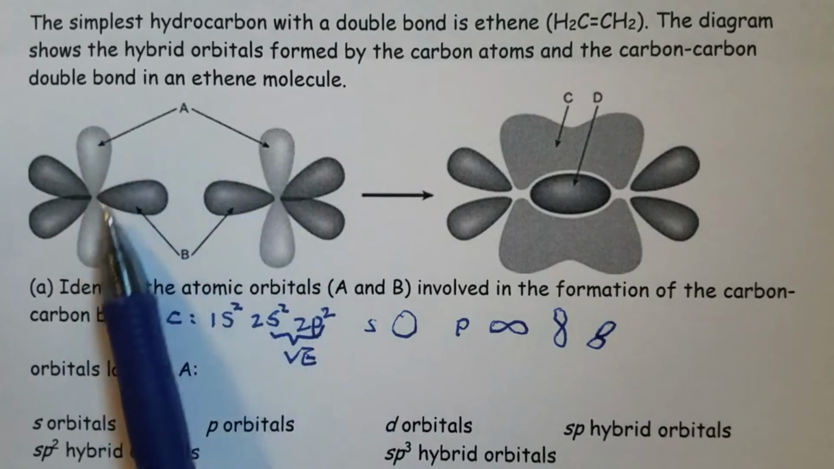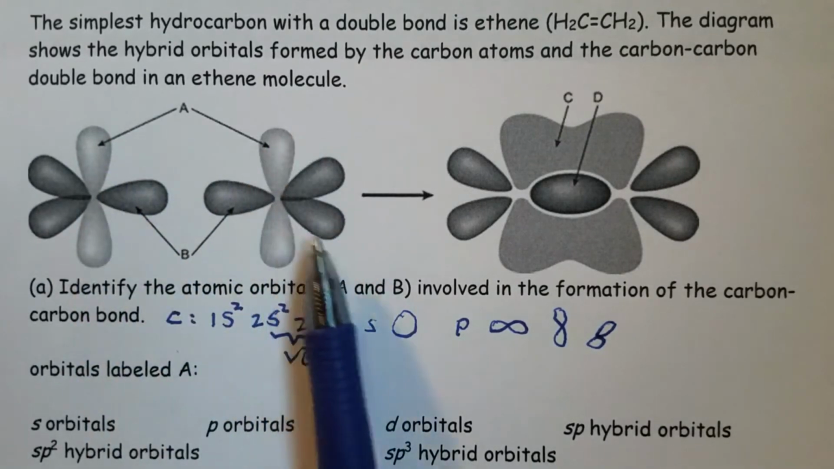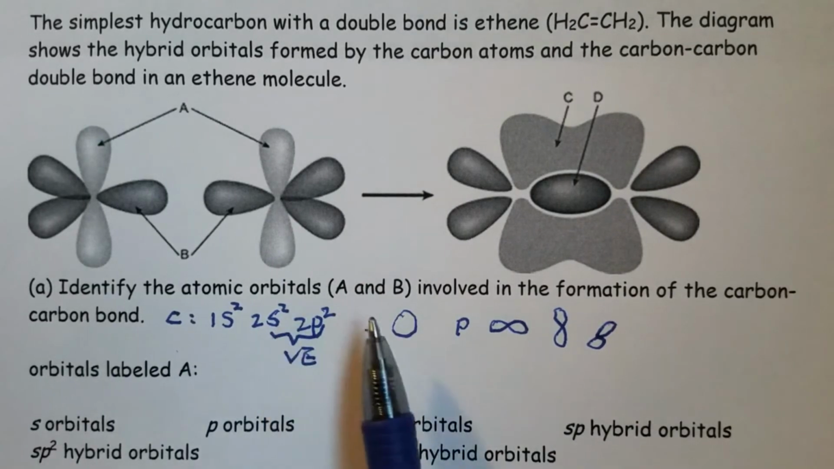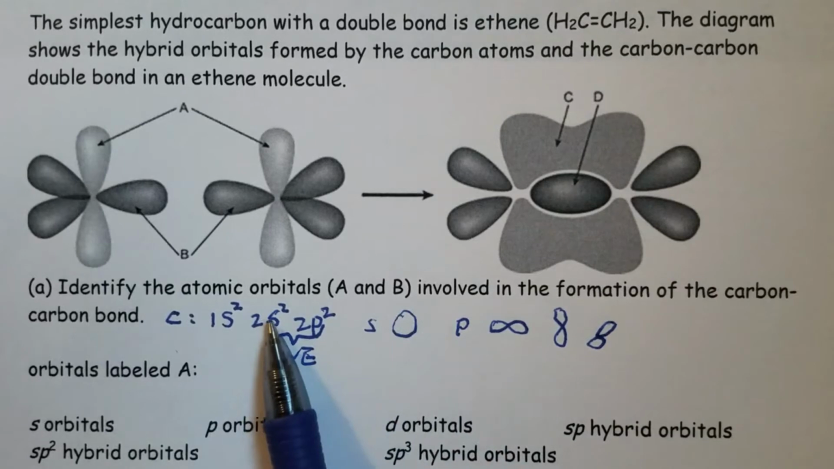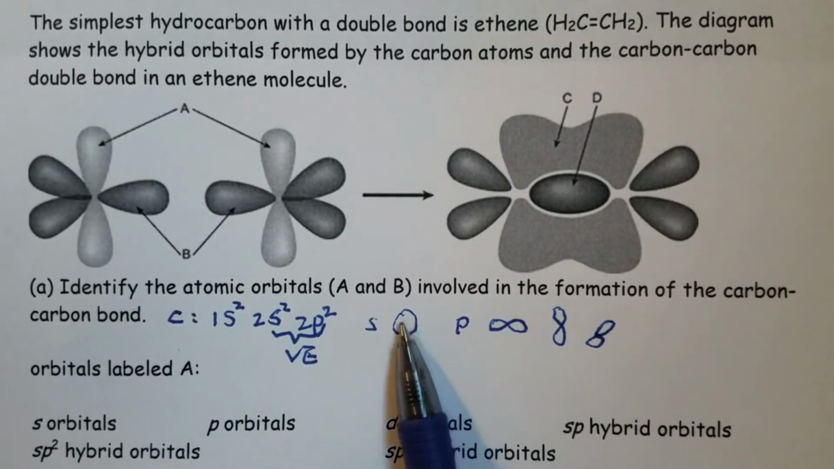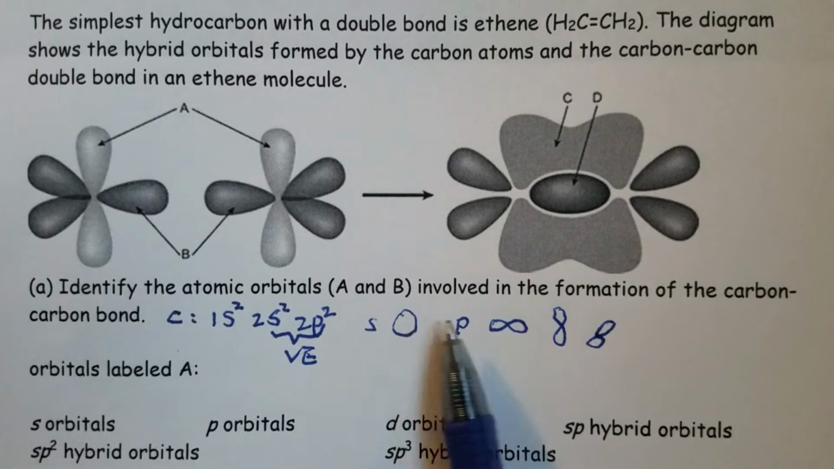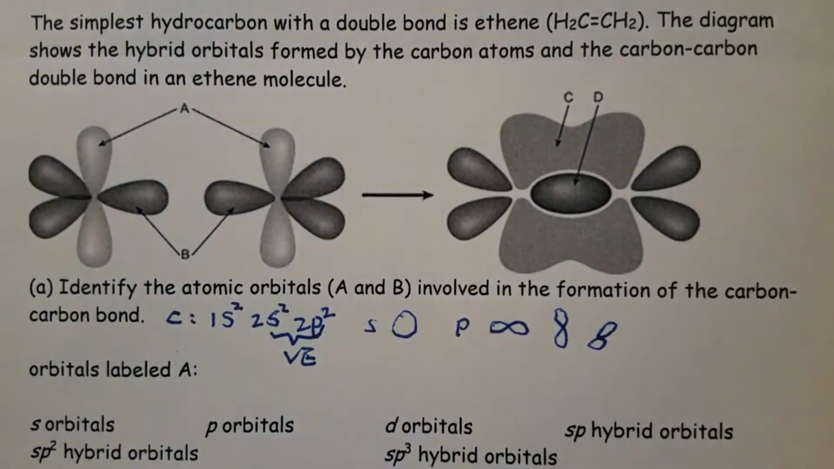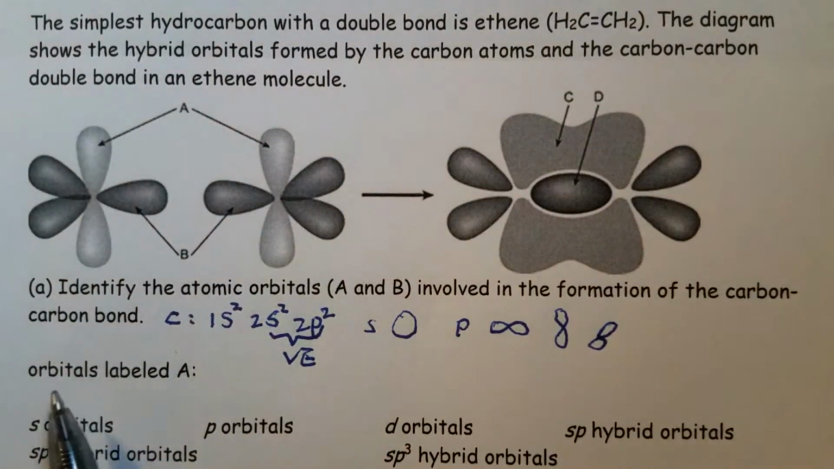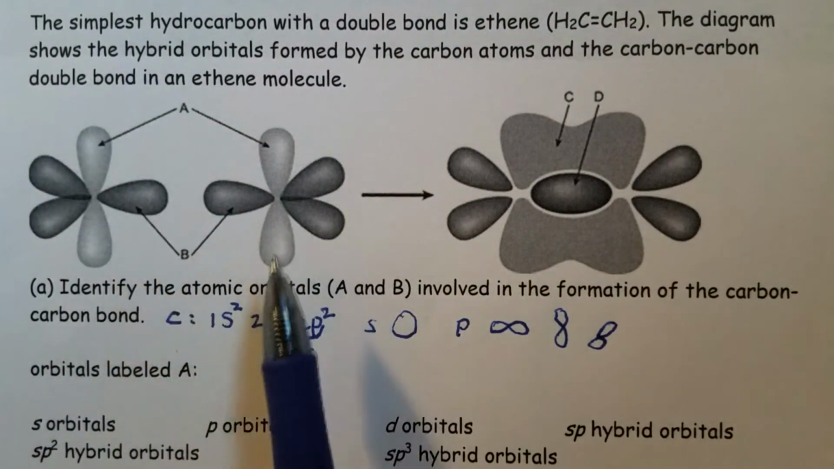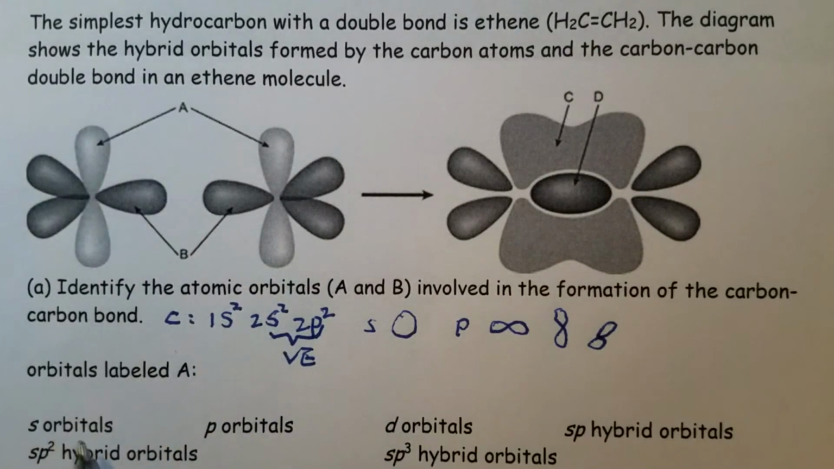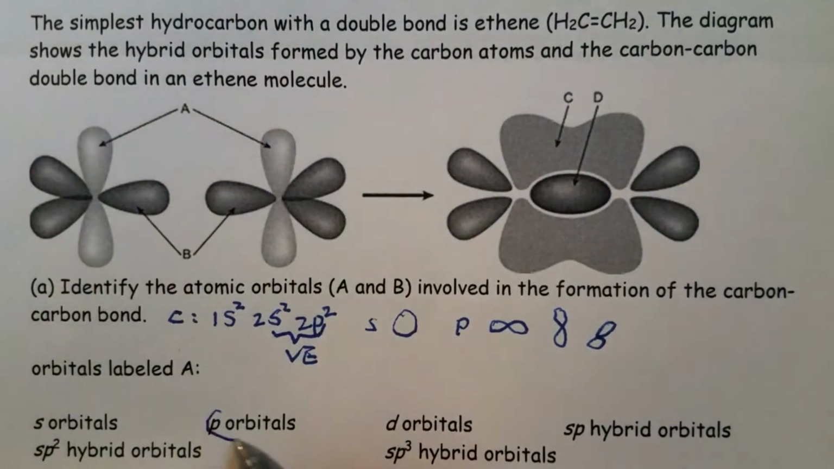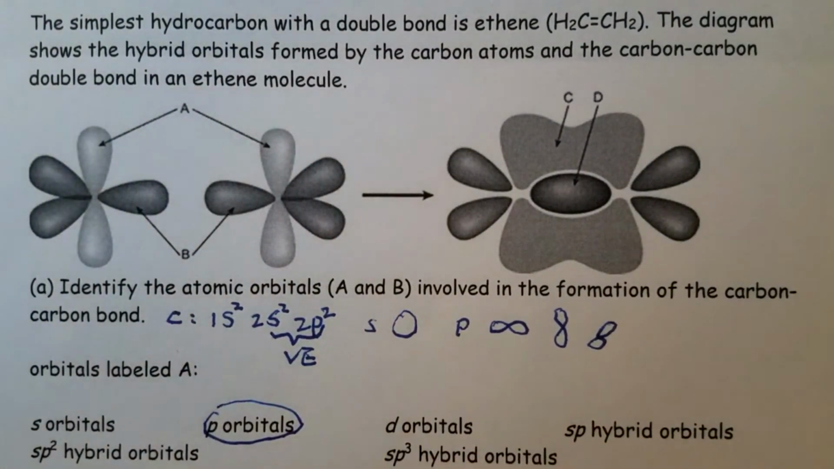A, that's 2 lobes. That's not s. The valence electrons coming from 2s, because if it were from there, that would be a circle, or spherical. So obviously, that's p from the 2p orbitals. Therefore, the orbitals labeled A in the carbon atoms should be p orbitals. So the answer for this one is p orbitals.